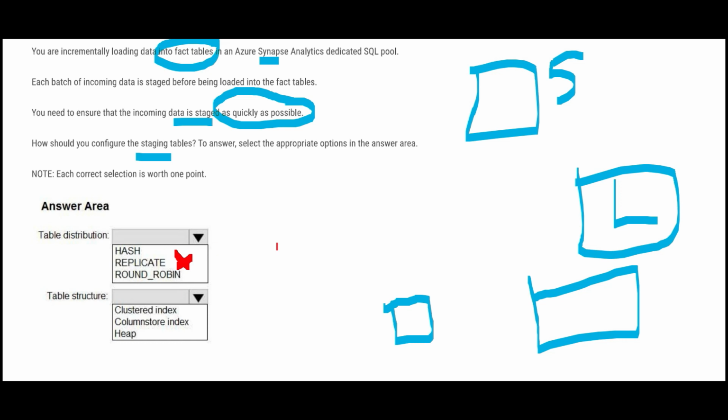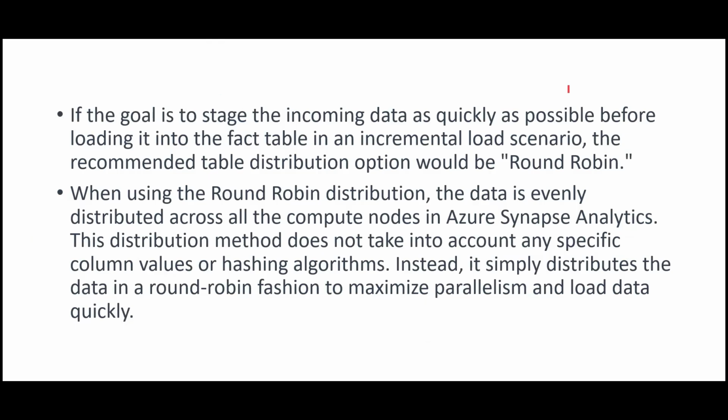Hash has a hashing logic, it will arrange the data as per the hash logic. The hash logic may be based on your employee ID or whatever the primary key is, and that may be used for hashing. So round robin is best.